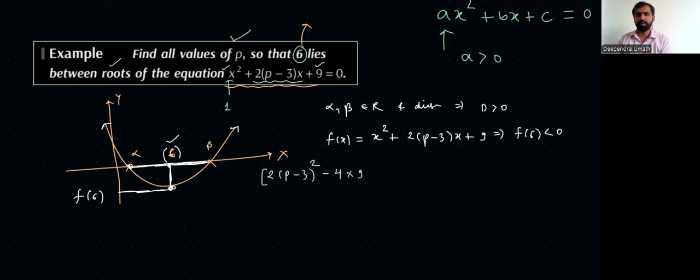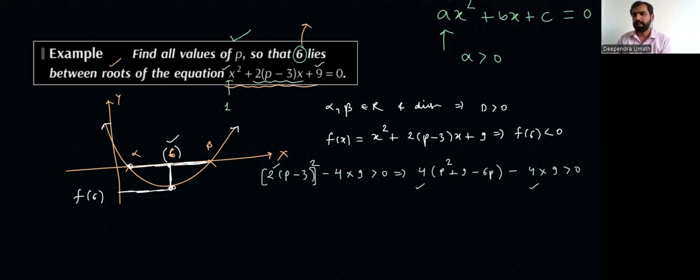This should be positive. When you simplify this, 2 square is 4. So this is 4 times p square plus 9 minus 6p minus 4 times 9. That should be positive. I take 4 common from both these sides and eliminate it because 4 is a positive quantity and need not bother about the signature of the equation.